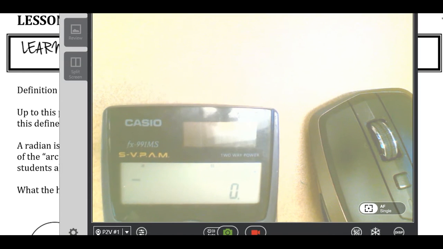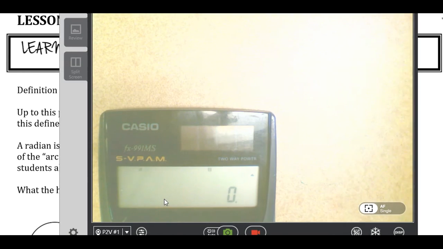Okay, I'm getting a lot of glare, so I have to keep my calculator on the bottom, so I hope you can see it. Cosine of 60. Punch that into your calculator. And what do you get? 0.5? Anybody got anything else?